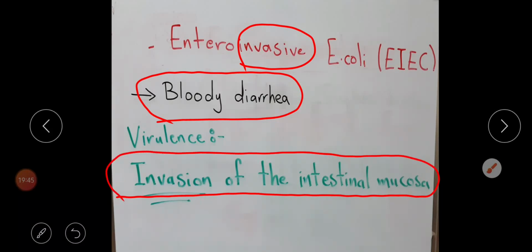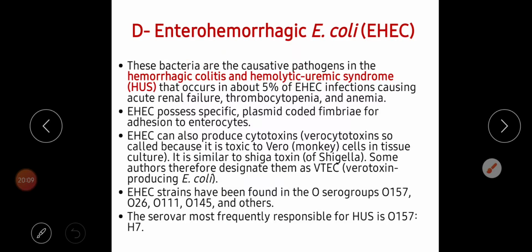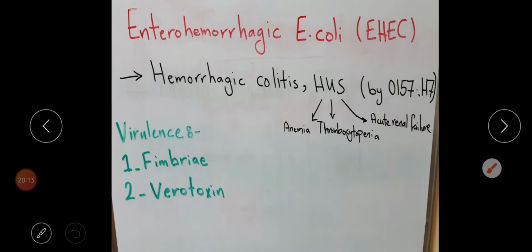This is about the enteroinvasive E. coli, the third strain of E. coli that causes intestinal infections. Now, the fourth strain is enterohemorrhagic E. coli. The invasion by enteroinvasive E. coli is invasion of the intestinal mucosa causing bloody diarrhea. Now, enterohemorrhagic E. coli will cause hemorrhagic colitis and hemolytic uremic syndrome.